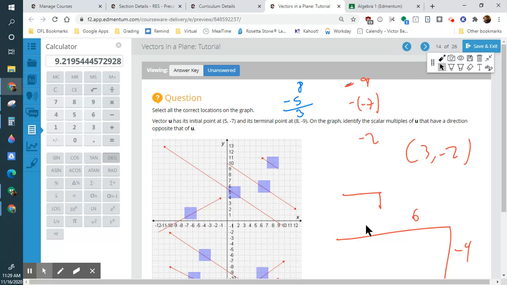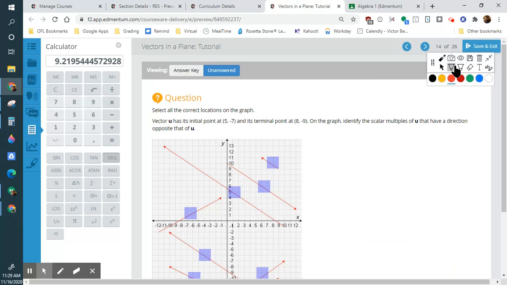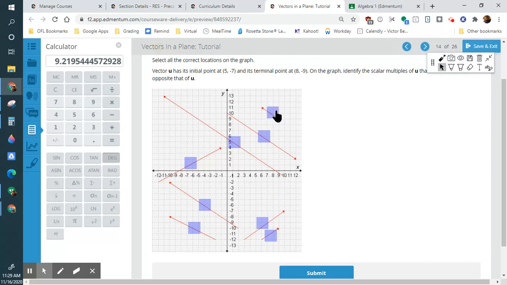Also keep in mind, we could do it negative too. So you want to make sure you're counting these correctly. So if I look at this, I'm going to go 1, 2, 3, 1, 2. So this is 3 to the left, 2 up, which is the same thing. We're just multiplying it by negative 1. So this is okay because we're just multiplying it by negative 1. I don't know if that's checking it or not.